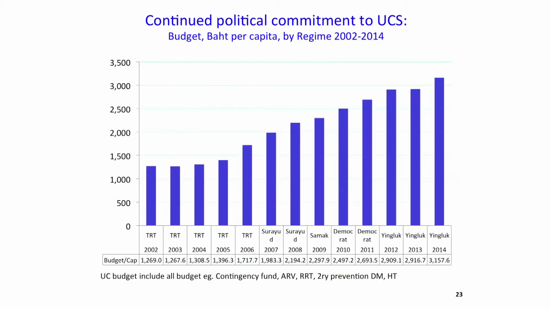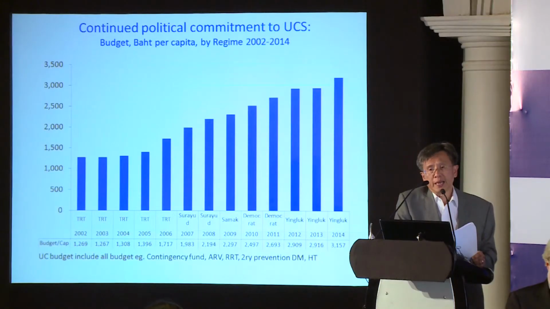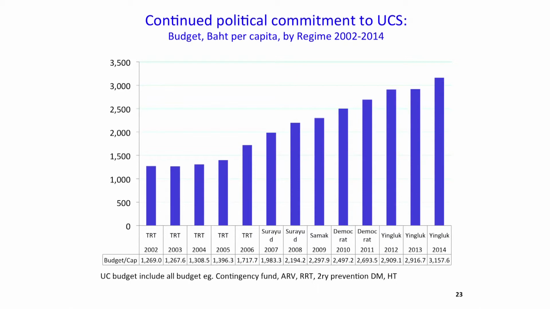Then what are the contributing factors? It's a continued political commitment to the UC scheme. The budget used to subsidize the UC scheme increased from 1,200 baht. If you divide by 30 baht, it will be $40 per capita for a very comprehensive package. Everything is included except a few exclusion lists, for example, aesthetic surgery or proven ineffective interventions as guided by the Royal College. It has increased to 3,100 baht in 2014, almost a 3 times increase.